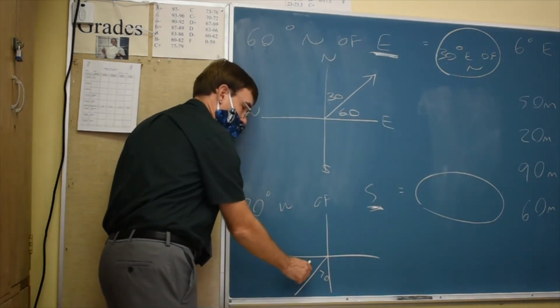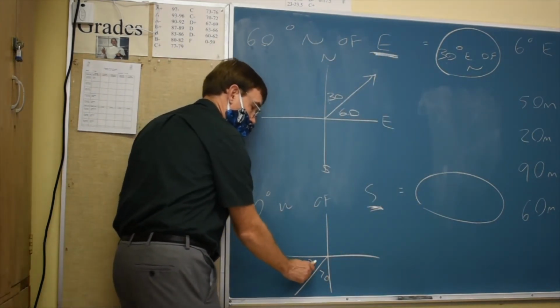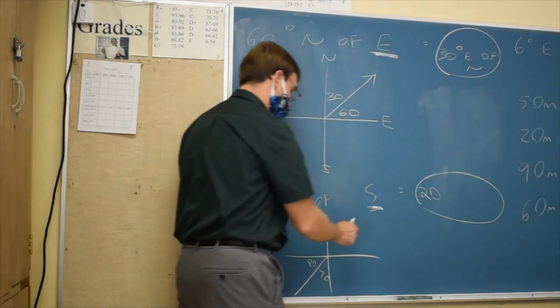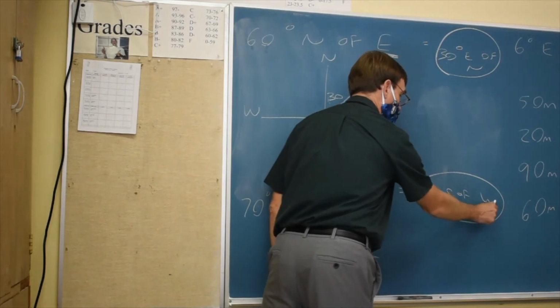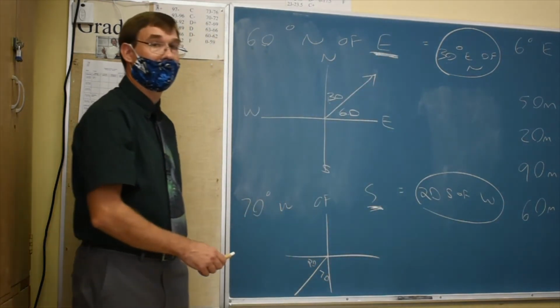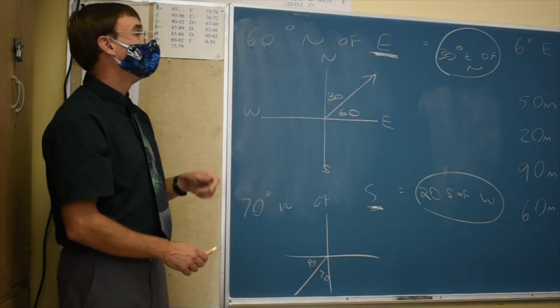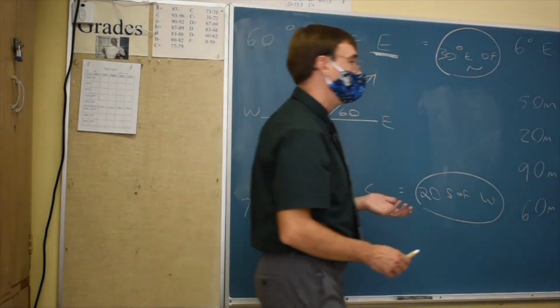Who is 70's neighboring friend? 20. But not west of south, south of west, because the 20 is touching the west line. You shouldn't have to do a picture every time to do that comparison.